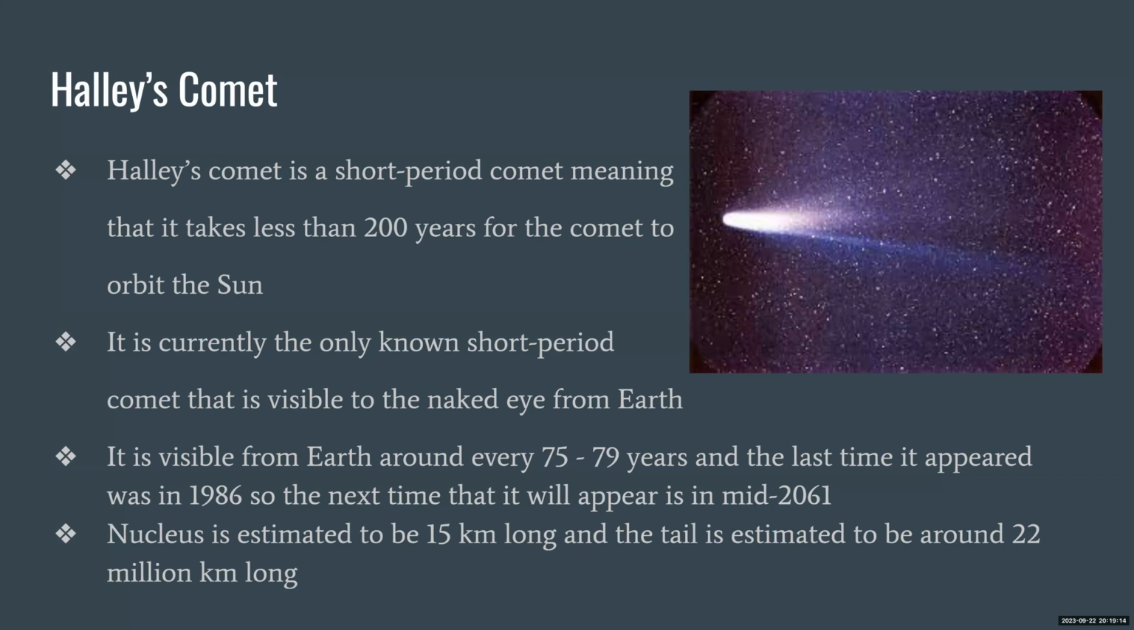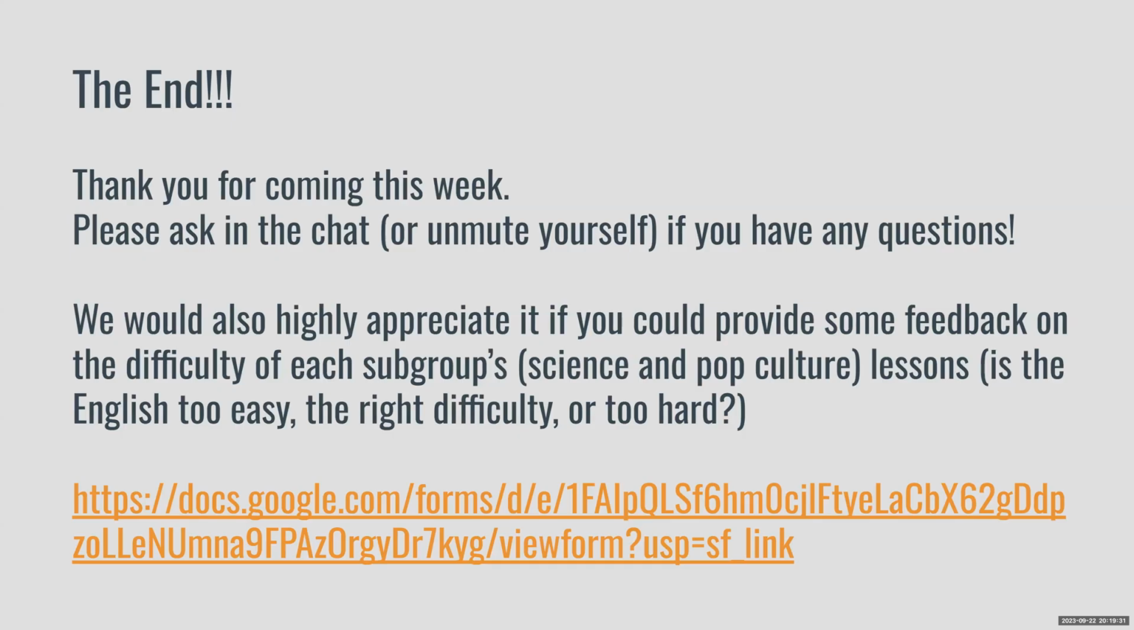The nucleus is estimated to be 15 kilometers long, while the tail is estimated to be around 22 million kilometers long. And yeah, you can kind of see an image of the comet on the right. I think that's basically it for astronomy.